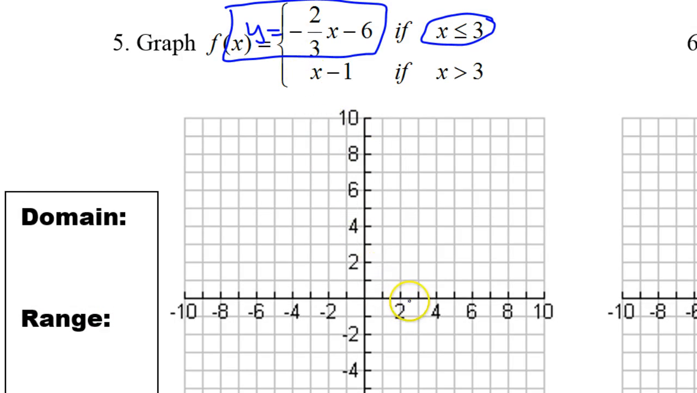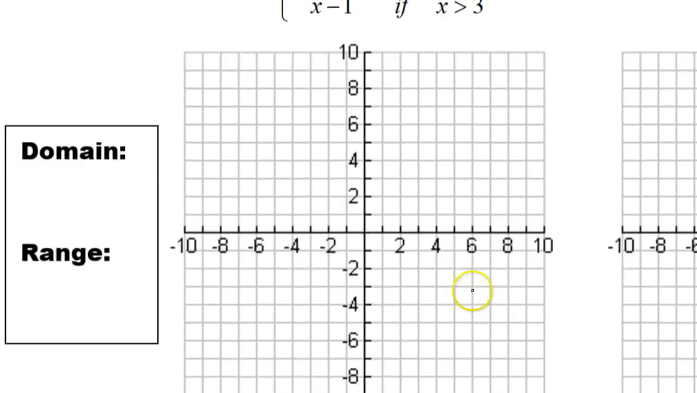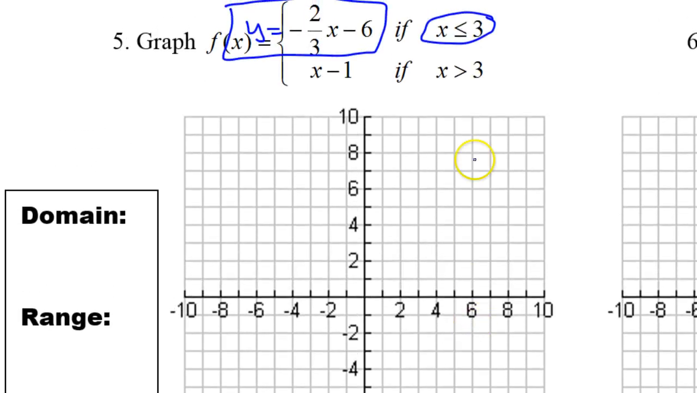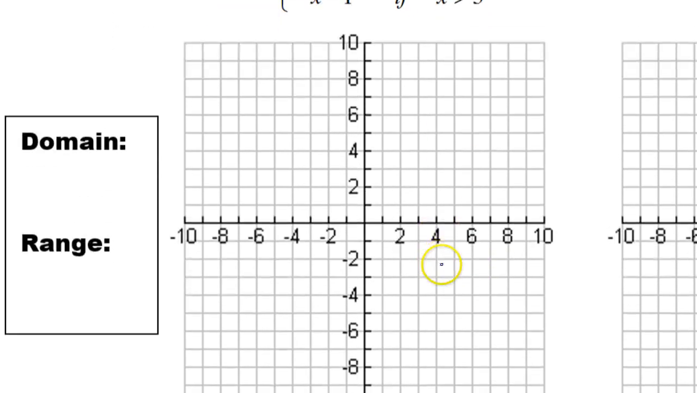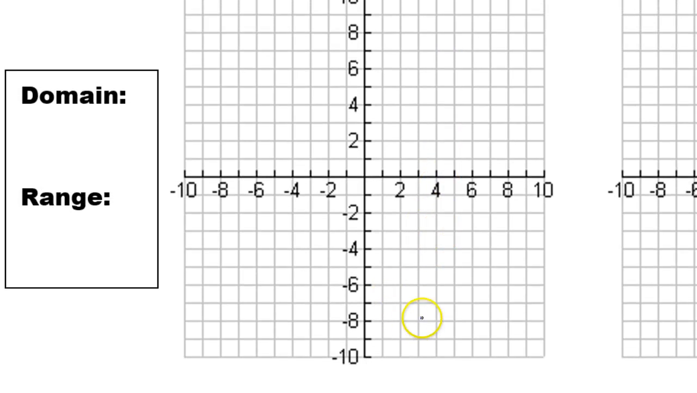So here I go. I'm going to go to 3 comma negative 8. Maybe I should zoom out. But by the way, this will be a closed circle because of the or equal to. So 3 comma negative 8 is right here, and we'll make that a closed circle.